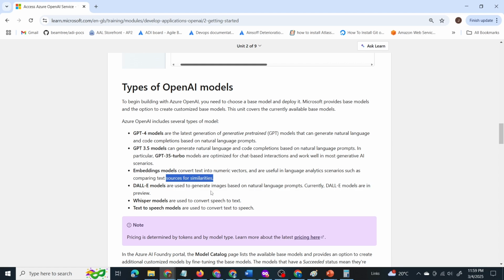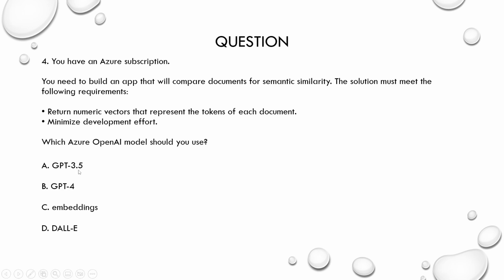Now the DALL-E model is to generate images based on a natural language prompt. So it is to generate images. Then the Whisper model is to convert speech to text. Now let us get back into the question. So which model should we use? Is it GPT 3.5 or GPT 4? No, it is for natural language processing. That's not what we need. Is it DALL-E? No, it is for generating images. What we need is to compare documents based on semantic similarity. And the model we have to use is the embeddings model.